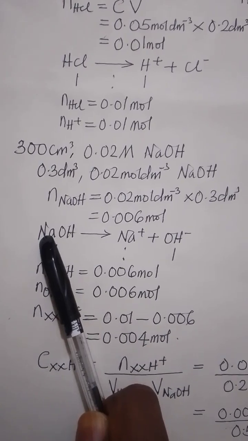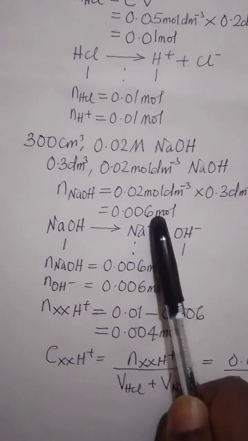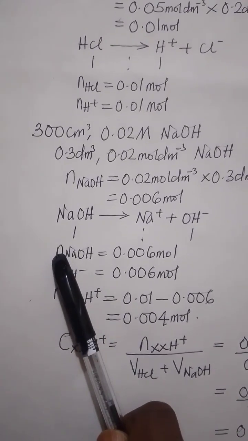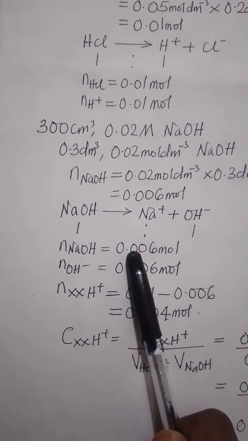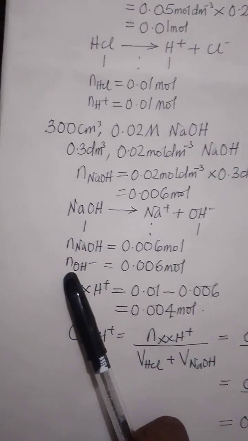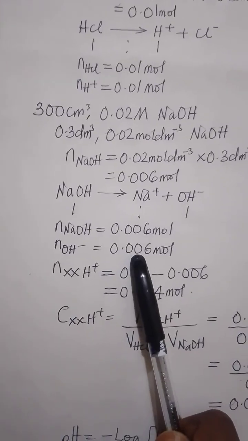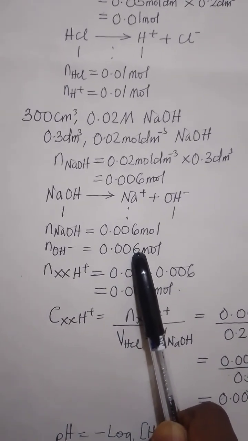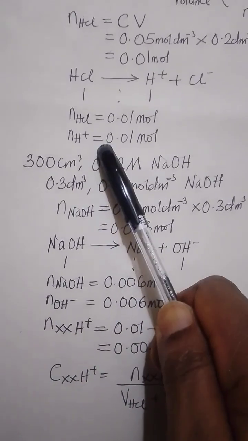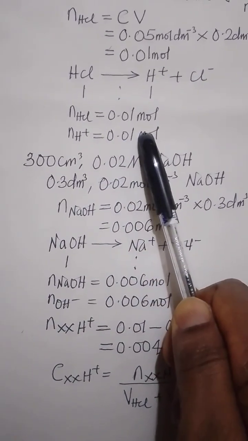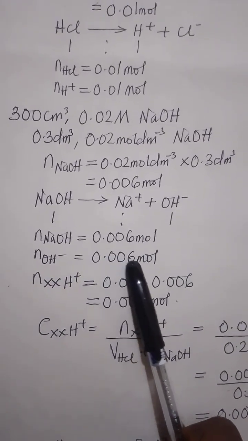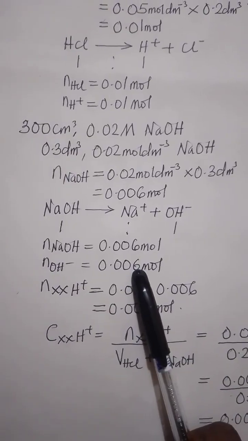Writing the dissociation for sodium hydroxide, we have Na plus OH minus. So for number of mole of sodium hydroxide 0.006, since it is ratio 1:1, that of the OH minus will also be 0.006. Now consider the number of mole of the H plus, 0.01 mole. Number of mole of the OH minus, 0.006. So it means that the acid is more.